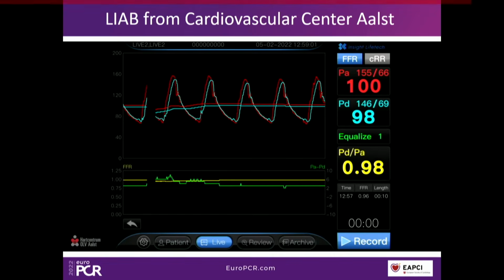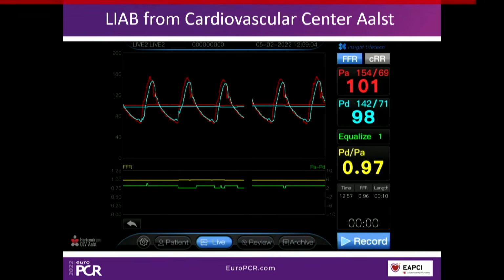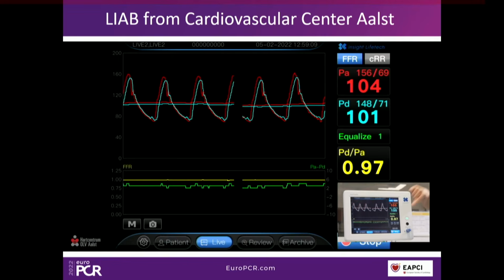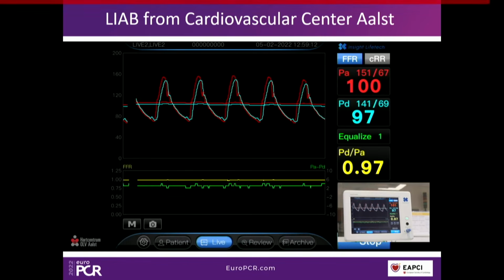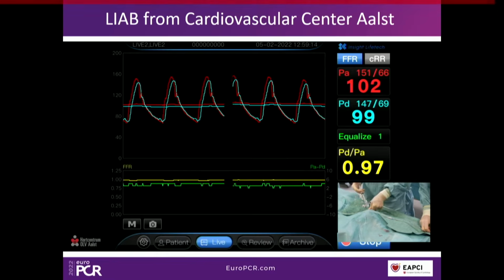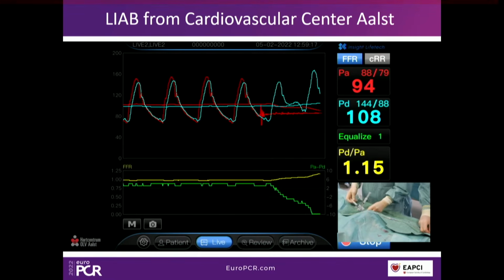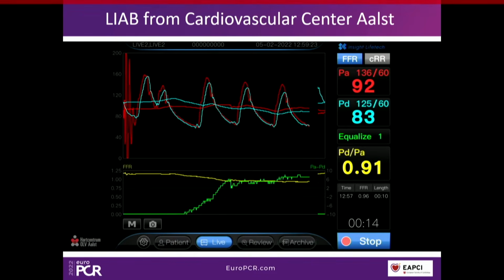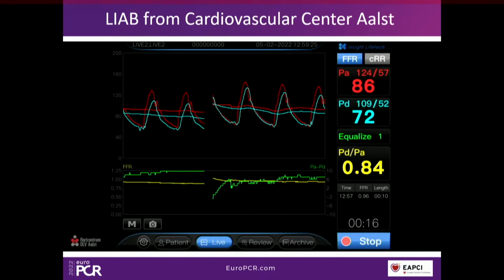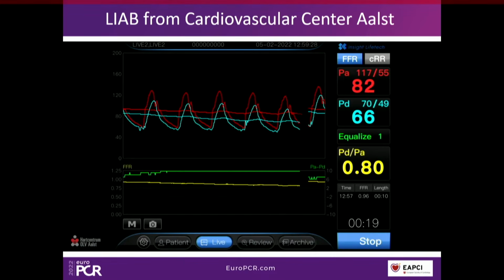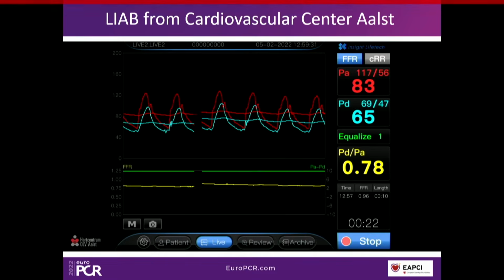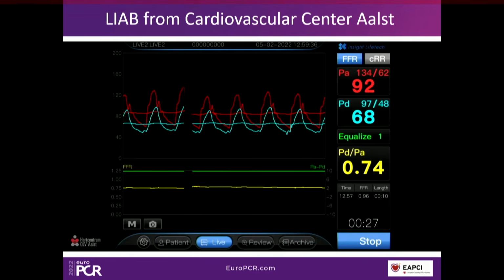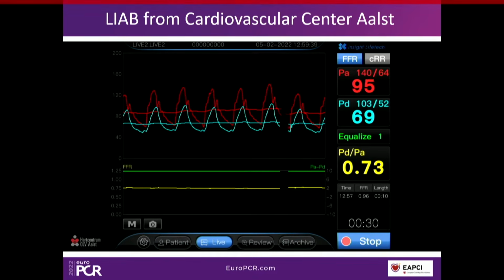Okay, so we are ready to measure the fractional flow reserve. We have used papaverine as a hyperemic agent, and now we will record, and while recording, we will inject 3 cc's of papaverine. We wait for hyperemia. Hyperemia is achieved after approximately 10 to 15 seconds. And you will see that the FFR is 0.76, 0.75 even.